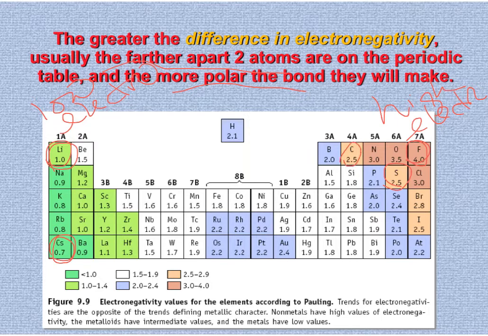Let's look at a bond between carbon and nitrogen. They're right next to each other. They're not ionic anymore. If you pick any over here, you're going to make an ionic bond. But this would still be polar covalent.